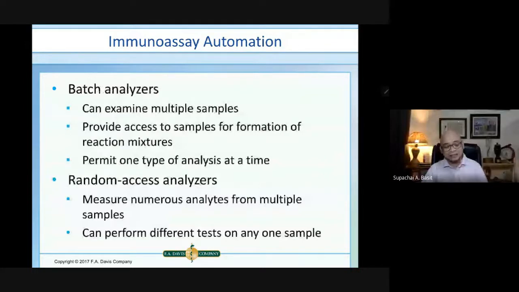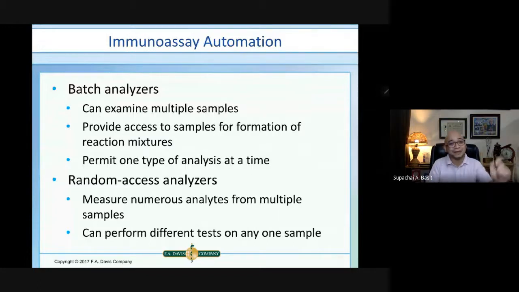So there are actually two types of analyzer that we can use in immunology. The first one is called batch analyzer. When you say batch analyzer, this one is very efficient because it can examine multiple samples and it provides access to samples for formation of reaction mixture. However, even if we can determine multiple samples, it will only permit one type of analysis at a given time.